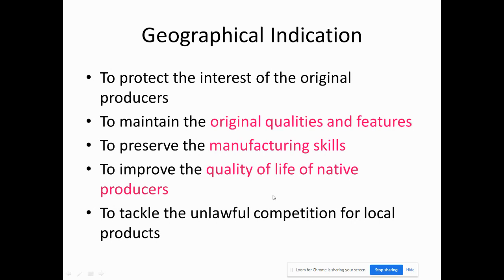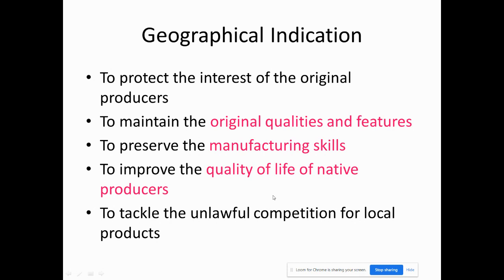Using the GI indication tags is a method to preserve the manufacturing skill. Say for example, the famous Bikaner bhujia, or the famous pashmina shawls. The weaving method of pashmina shawls or the making of Bikaner bhujia, the recipe of bhujia, these are very specific. So in order to preserve the skill of how these products are prepared, GI tags are used.